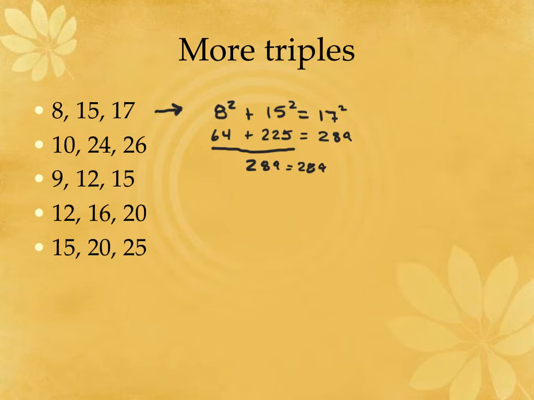If you can make yourself a list of these triples right away, you would cut down your work so much, because every time you saw 2 of these numbers in a right triangle, you'd already know the third number. You wouldn't have to do any math for that. These are triples. They help you out.